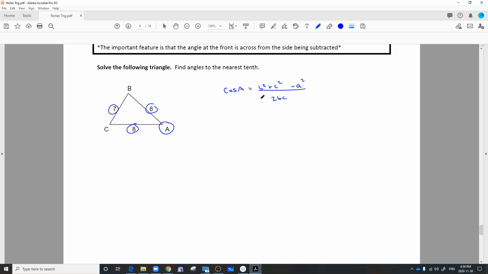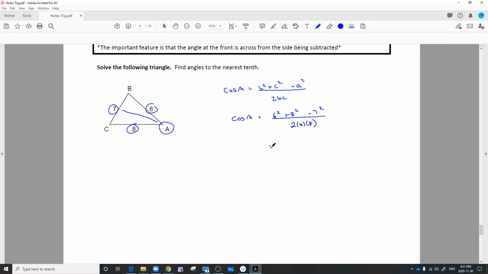Now again, I don't ever use these literal formulas. What I do is say, okay, if I'm going to solve for angle A, what's the side across from angle A? 7. So that's the one that's going to get subtracted. The other two are going to be squared and added together, and it doesn't matter what order. It could be 6 squared plus 8 squared, or 8 squared plus 6 squared. It doesn't matter because of the commutative property of addition. And then on the bottom you've got 2 times those two sides.